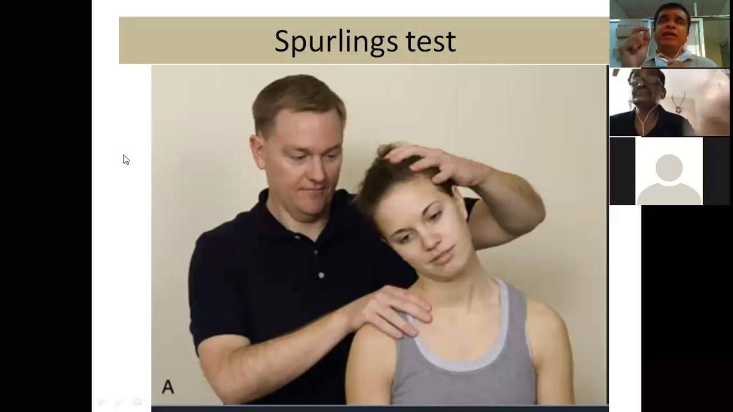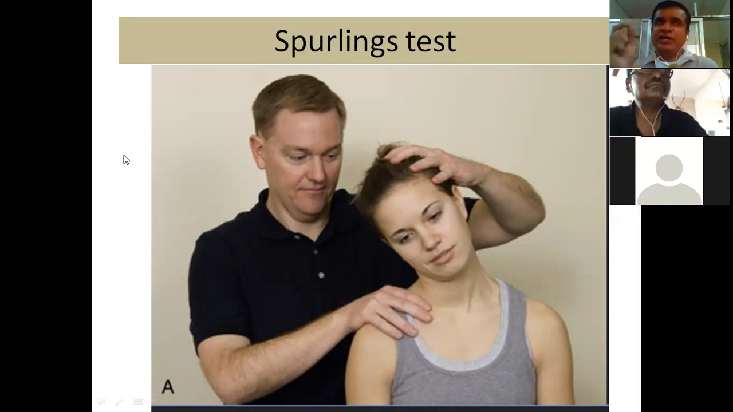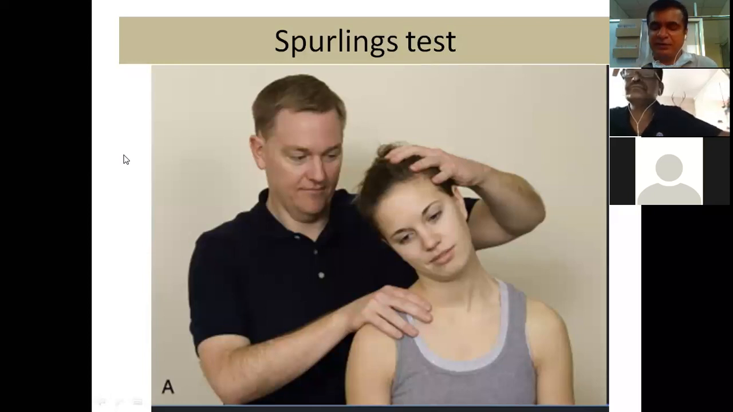What happens? When you are hyperextending and rotating, the size of the neural foramen narrows, so it pinches the nerve. Normally, if the neural foramen is normal, the nerve root will not be pinched. If there is any osteophyte or any disc prolapse compressing the nerve root, this maneuver of hyperextension and rotation to the same side will pinch the nerve root. The patient will have a very shooting type of pain. This is called the Sperling test. This is equivalent to the straight leg raising test in the lumbar spine.